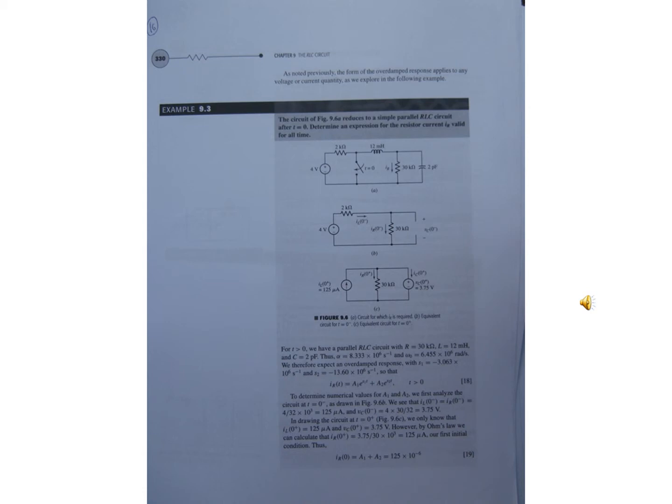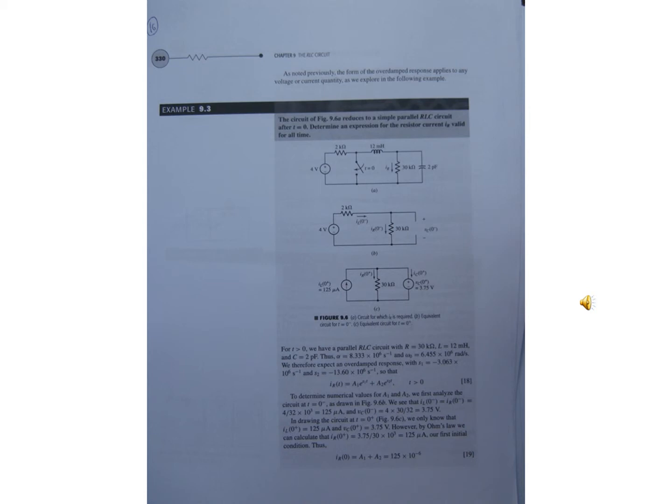Omega 0 will be 6.455 multiplied by 10 power 6 radian per second. And therefore, the S1 value you can also calculate. S1 is equal to minus alpha plus square root of alpha square minus omega 0 square. So when alpha and omega values are substituted, S1 is equal to minus 3.063 multiplied by 10 power 6 per second. S2 is minus alpha minus square root of alpha square minus omega 0 square, so the S2 we calculate is minus 13.6 multiplied by 10 power 6 per second.